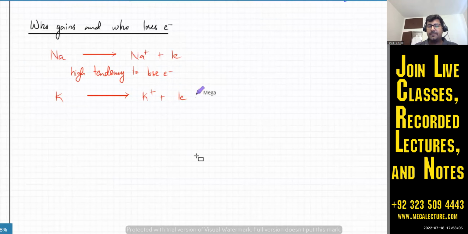It's down the group. But you've got all sorts of elements, okay? So there's going to be confusion. Who likes to lose electrons, who likes to gain electrons? So how can we quantify it? How can we give it a certain value? For that, this tendency to lose electrons and gain electrons, you quantify it by measuring electrode potentials, by making standard electrodes.